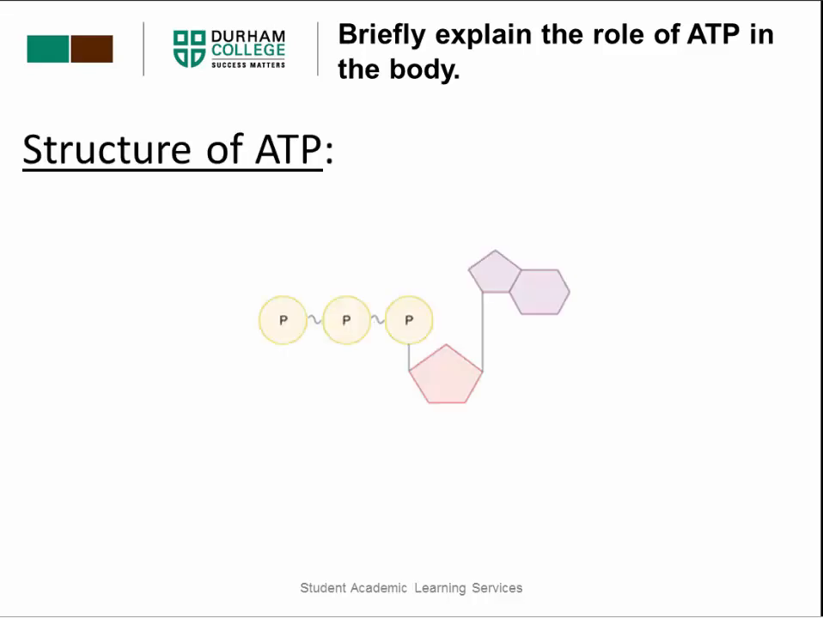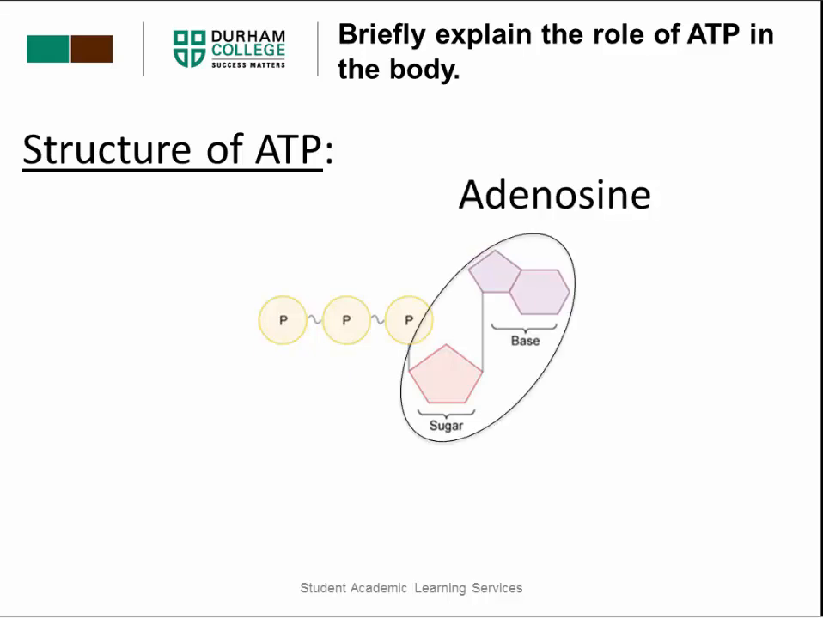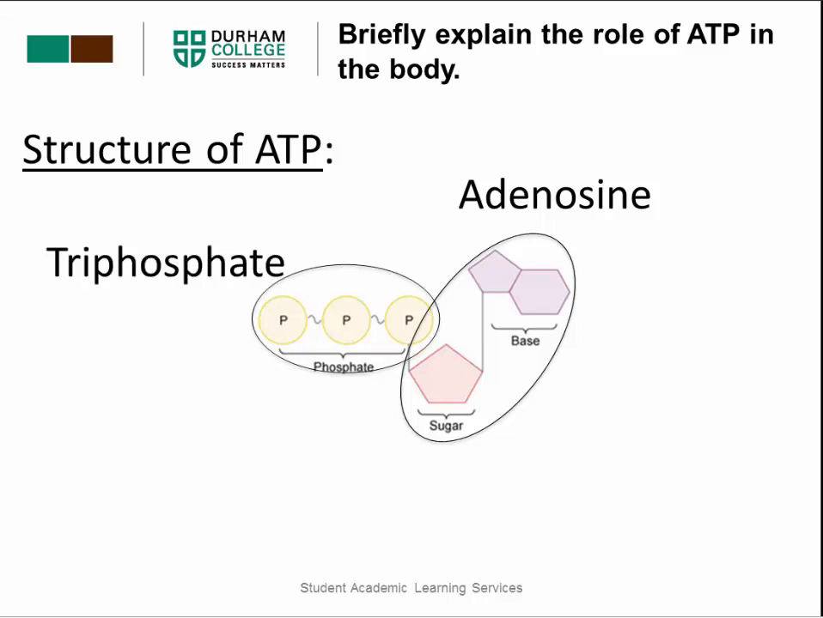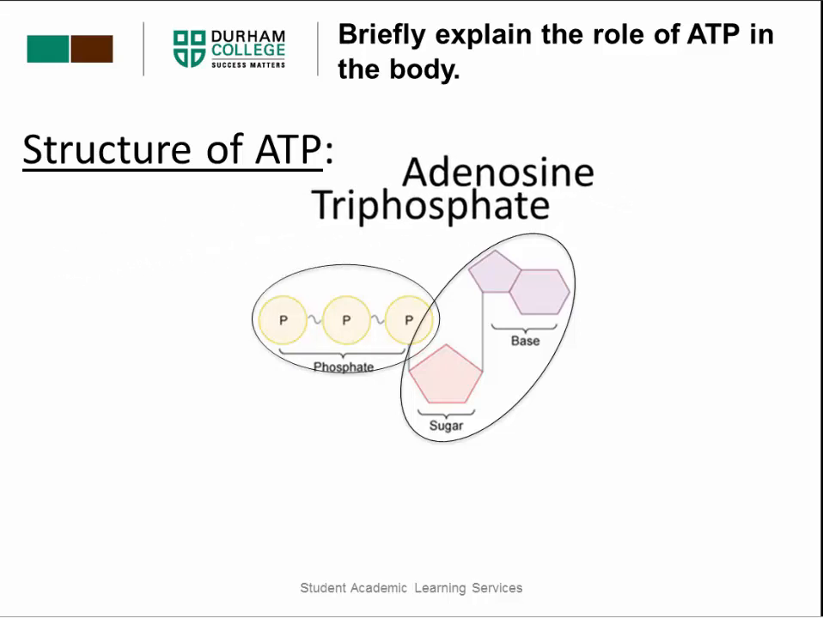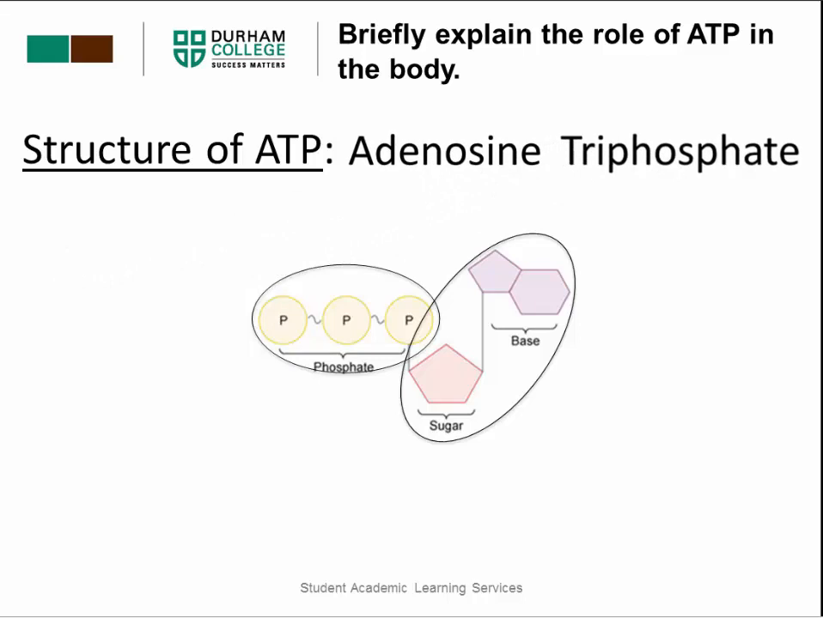This is an image of ATP. It's made up of three parts. The first is a sugar. The second is a base. Together, the sugar and the base make up adenosine. The other portion of the ATP is these three phosphates here. Because we have three phosphates, this is a triphosphate. In the end, ATP stands for adenosine triphosphate.